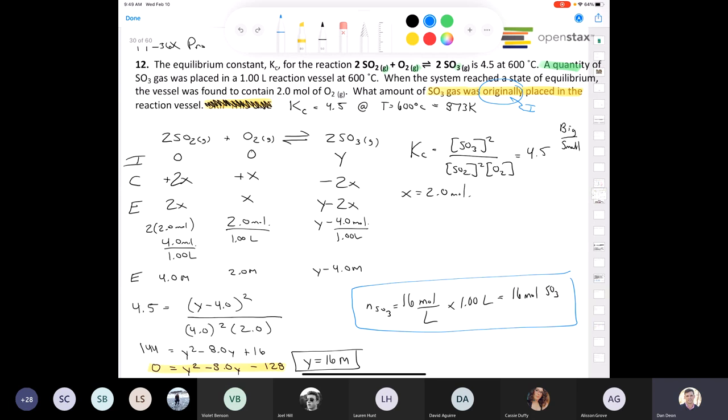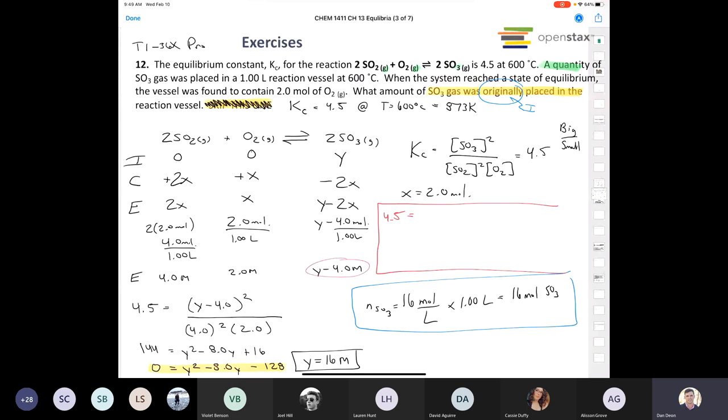Okay, no problem. All right, and if you want to check it, so what this student is asking, we could check it if we want. Let me get a different color here, sorry. Let's see, is there room to check it here? We could just say 4.5, and I'm just doing some mental math here. So if you had 16 minus 4, what's 16 minus 4? 12, right? So you'd have 12 squared divided by 4 squared.